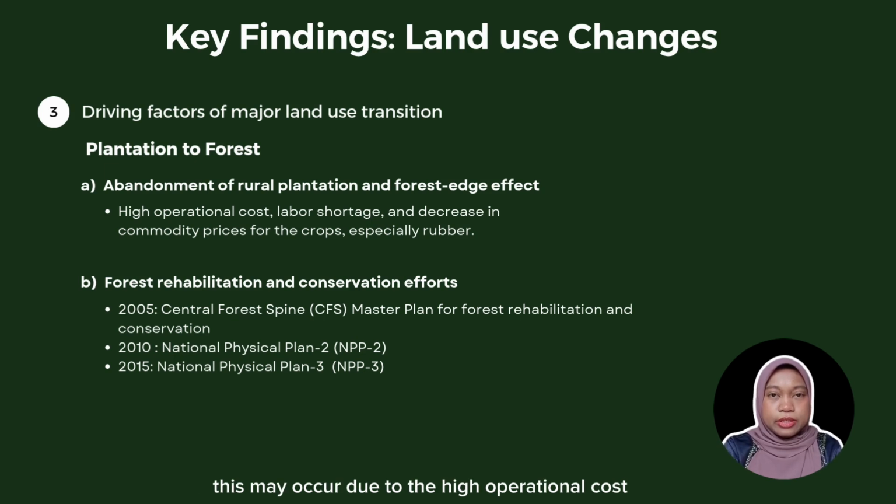The contributing factor for the conversion of plantation to forest is the abandonment of rural plantations. This may occur due to high operational cost, labor shortage, and declining commodity price. This abandonment of matured trees near the forest edge can develop vegetation and resemble young secondary forest. Next, forest rehabilitation and conservation efforts may also contribute to forest recovery. Initiatives such as the Central Forest Spine Master Plan that focus on forest conservation and the National Physical Plan provide a framework for sustainable spatial planning for guiding land use management.